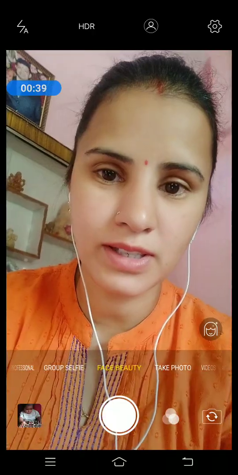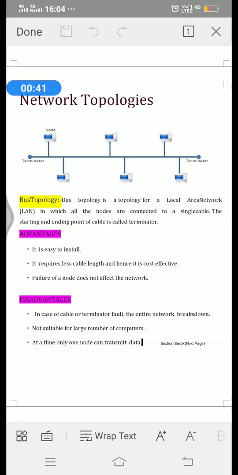According to your syllabus, you need to cover the 4 topologies. These are bus topology, ring topology, star topology, and mesh topology. Yes, students. So let us begin with the first topology, that is bus topology.